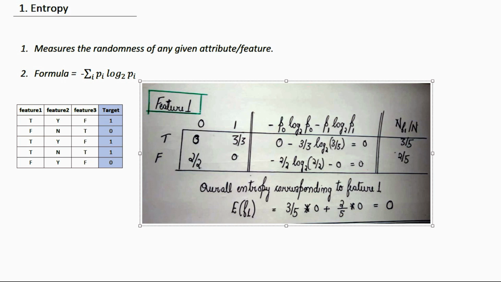Like we multiply 3 by 5 with 0, which is the entropy corresponding to instance when feature 1 equal to true. We multiply 2 by 5 with 0 again, the entropy of feature 1 being equivalent to false, and the overall entropy comes out to be 0.